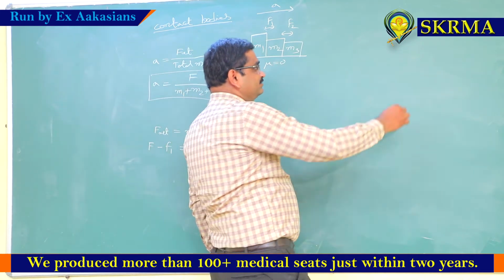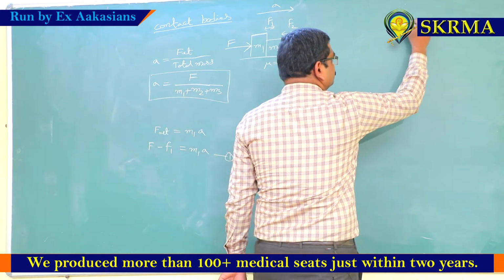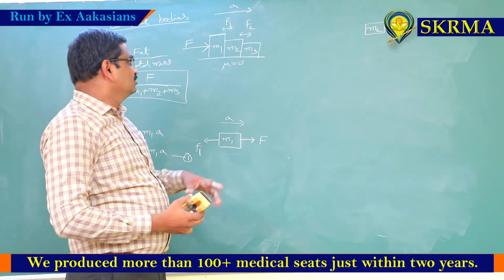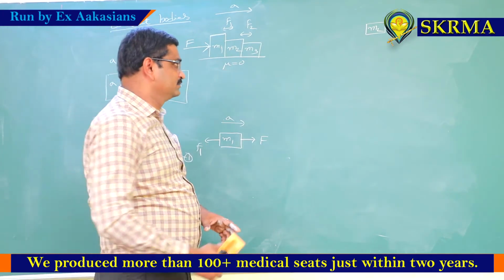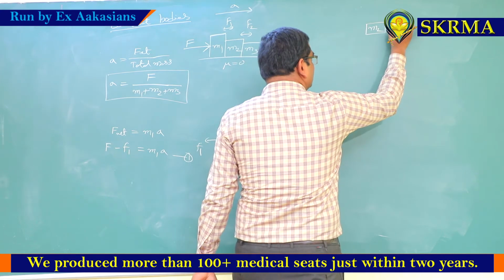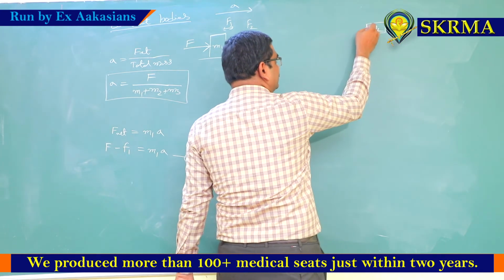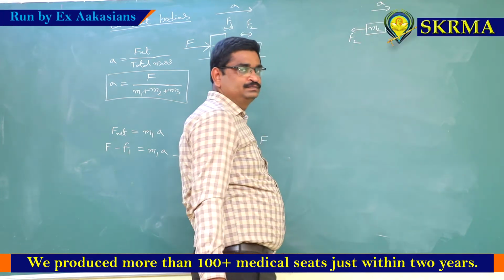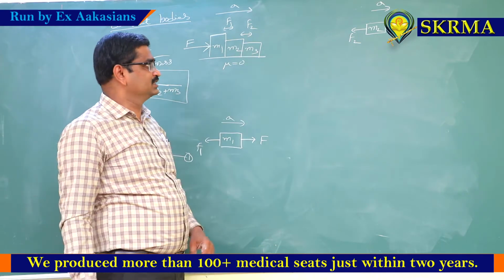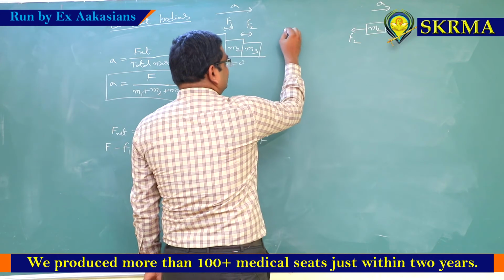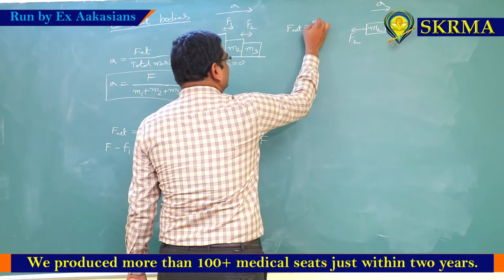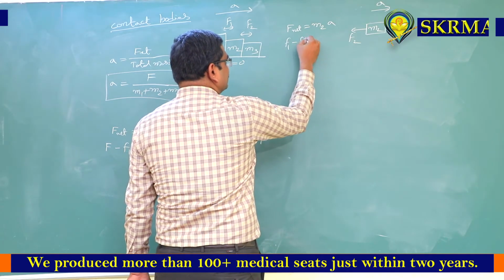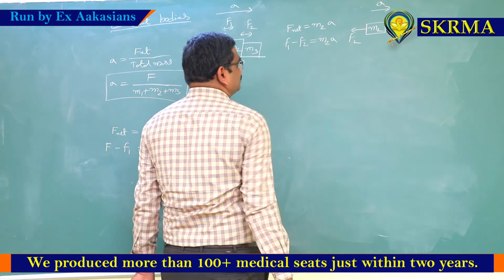Next, draw the free body diagram for m2. For mass m2, due to force F1 it will move towards the right. Exactly opposite to the previous one, F1 is towards the right and F2 is towards the left. The acceleration is the same as the previous block; all three blocks will accelerate in the same direction. Now apply Newton's second law: F net equal to m2 into A. So F net is F1 minus F2 equal to m2 into A. This is the second equation.